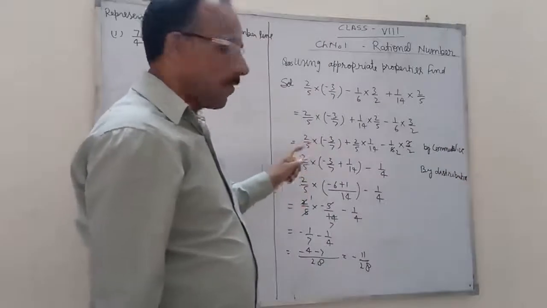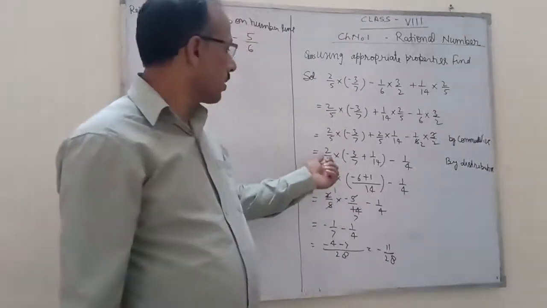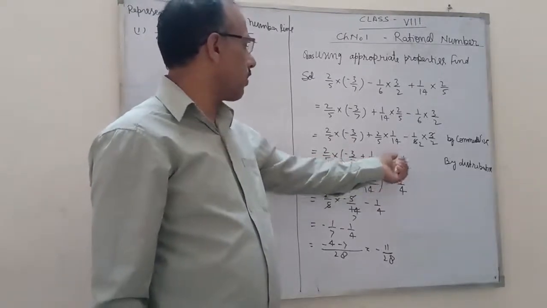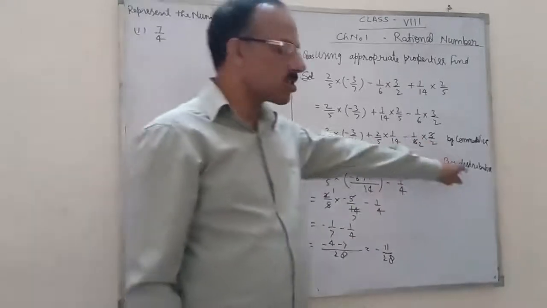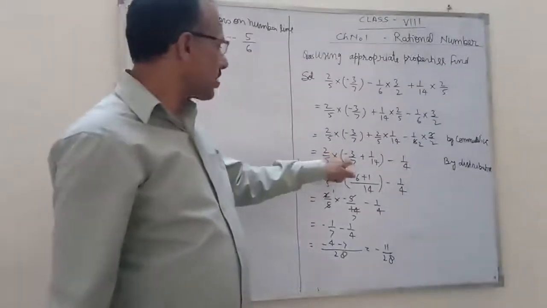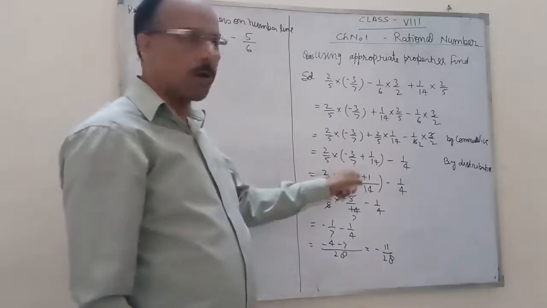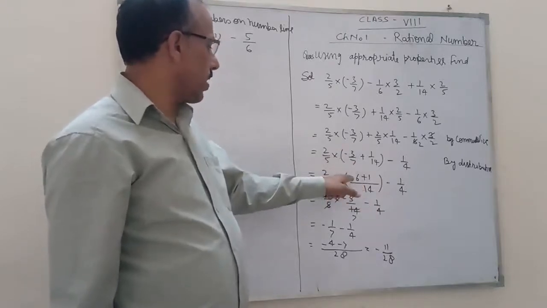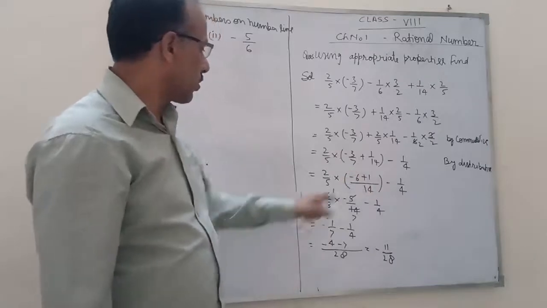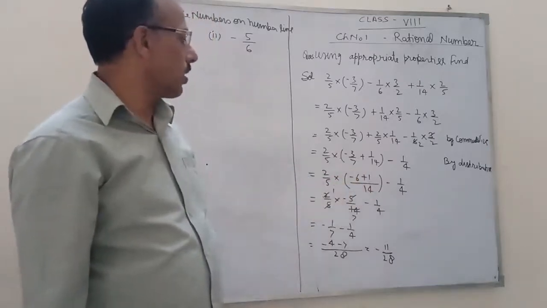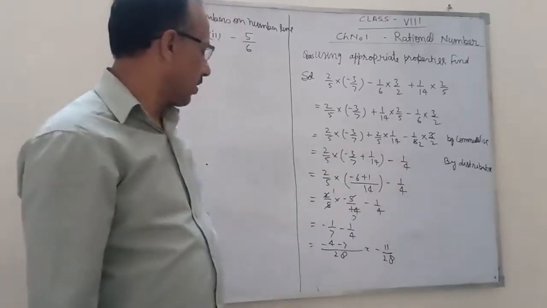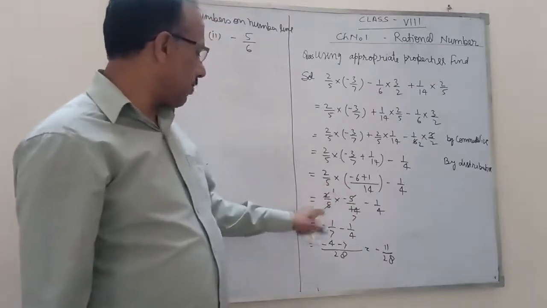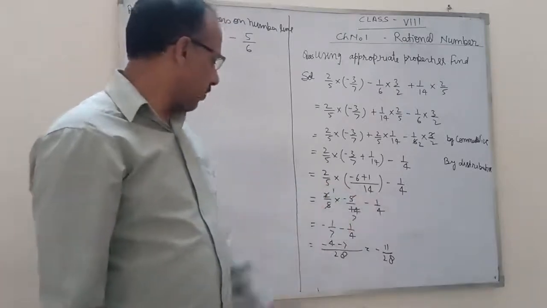So, we take common 2 upon 5 into minus 3 upon 7 plus 1 upon 14 minus 1 upon 4. It is the distributive property. So, the LCM of 7 and 14 is 14. 7 into 2 is 14, 2 threes are 6, so it will be minus 6 plus 1. So it is minus 5 upon 14, into 1 upon 4. 5 and 5 are cancelled. Now it is minus 1 upon 7, this is minus 1 upon 4.